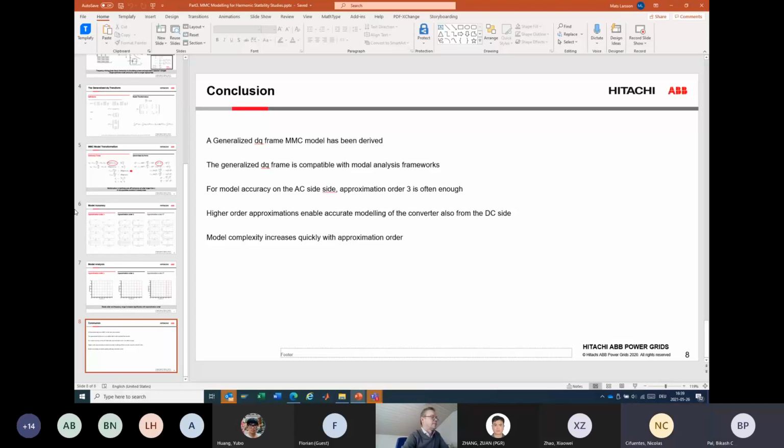Thank you, Professor. I was just wondering if you have tried to apply the impedance measurement and system identification techniques to the MMC converters, as you explained in the previous presentation.